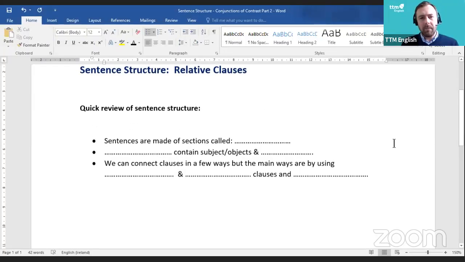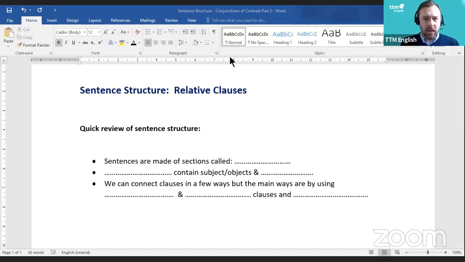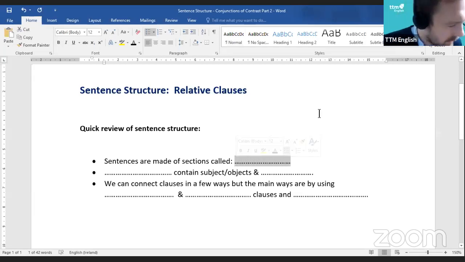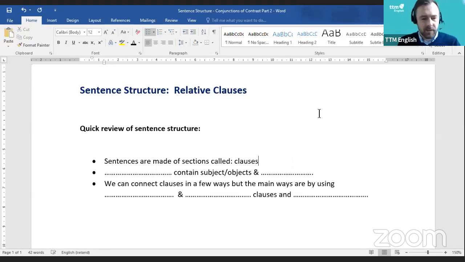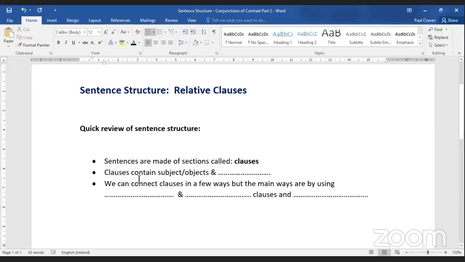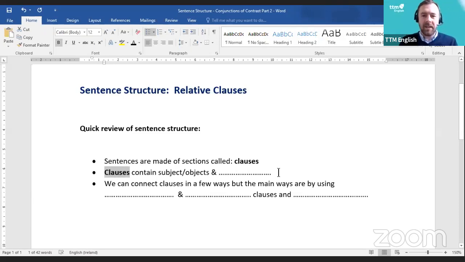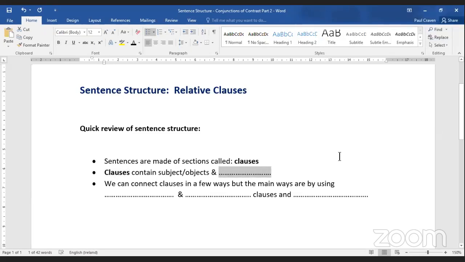What I'd like you to do is walk through with me and review some of the ideas of sentence structure that we've already looked at. First of all, sentences are made of sections called, just call out the answer if you know it, clauses. Excellent. We'll put that there. How about the next one? What would go here? Clauses. I can't fool you, Jennifer. Clauses contain subjects or objects and verbs. Very nice.